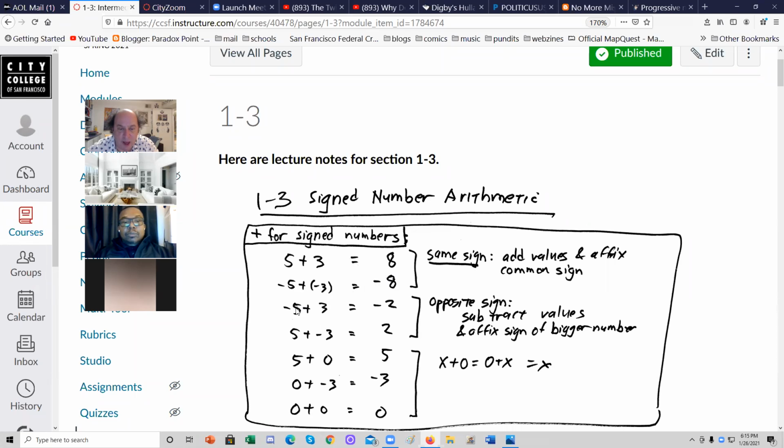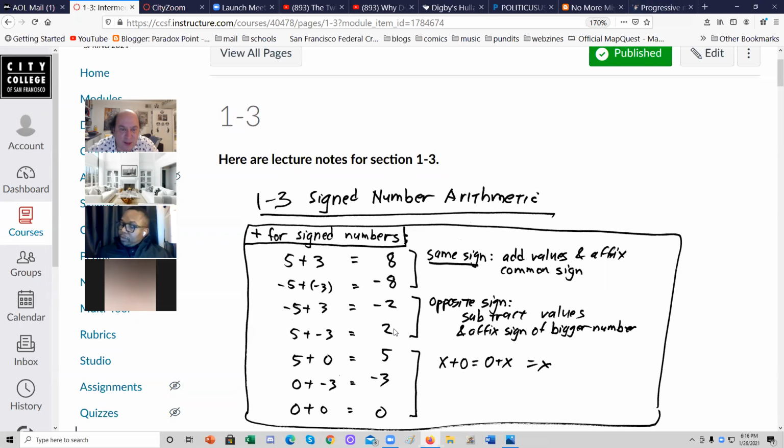Here we have opposite signs, negative 5 plus 3 and 5 plus negative 3. They pull in opposite directions, so you subtract the absolute values. So negative 5 plus 3 is negative 2. 5 plus negative 3 is positive 2. Why a negative 2 for this one and a positive 2 for that one?